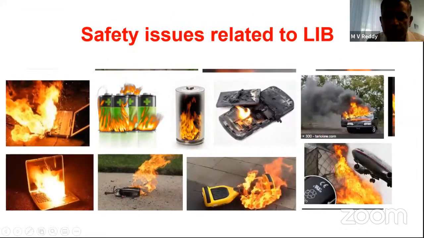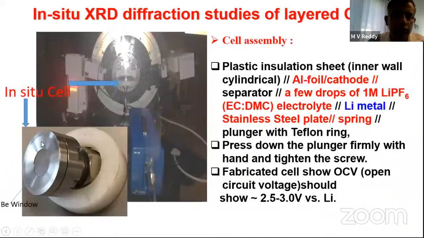As we know, presently safety is a big issue with lithium batteries. That's why, as I told, sometimes you can see batteries bulge, or there are other safety issues. So I'm going to show one slide on what the probable reason is. We are able to study this using an in situ technique.